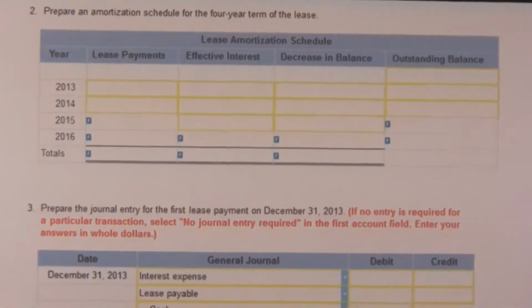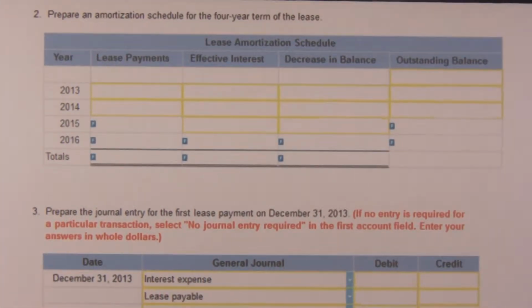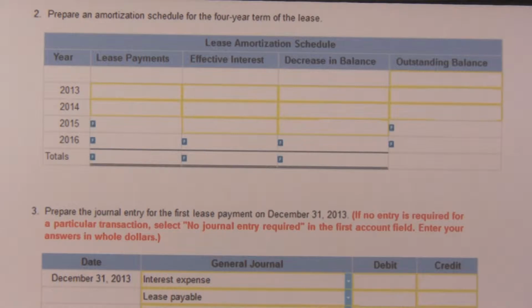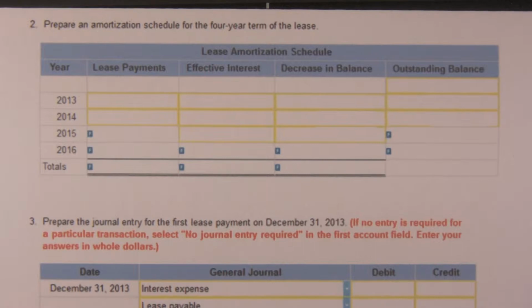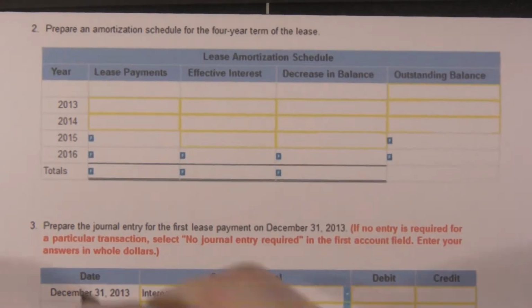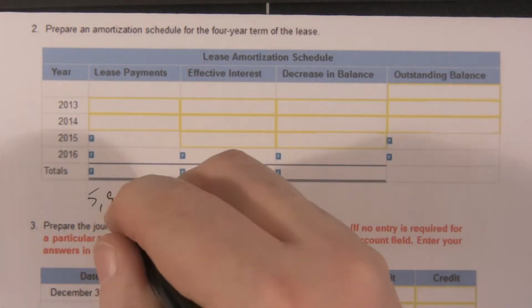The next thing it asks us to do is to come up with the amortization table. But to do that, we have to figure out the payment. So we have to figure out what the payments would be first. So we know that the total value is $5,900,000.